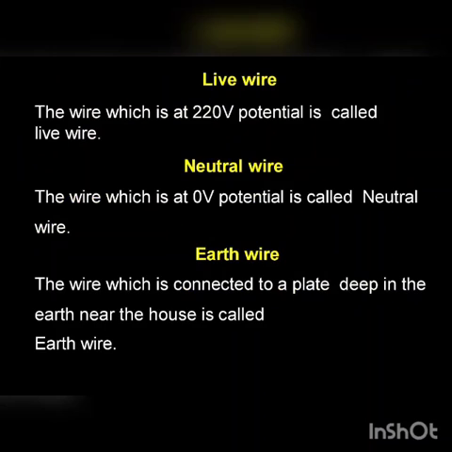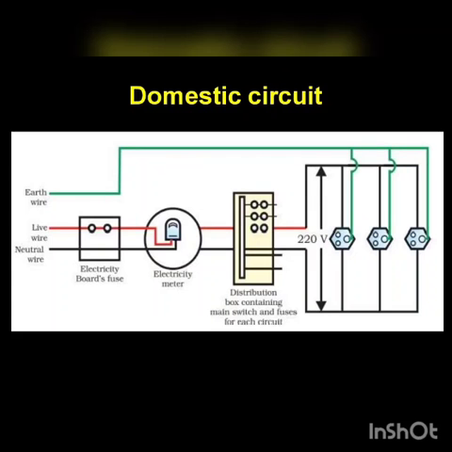Live wire: the wire which is at 220 volt potential is called live wire. Neutral wire: the wire which is at 0 volt potential is called neutral wire. Earth wire: the wire which is connected to a plate deep in the earth near the house is called earth wire.